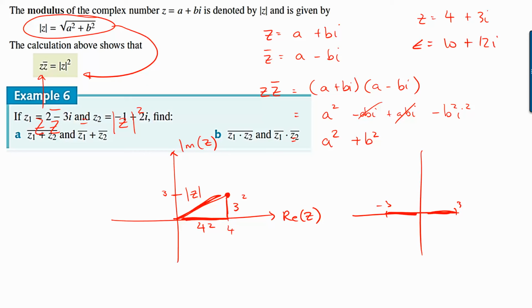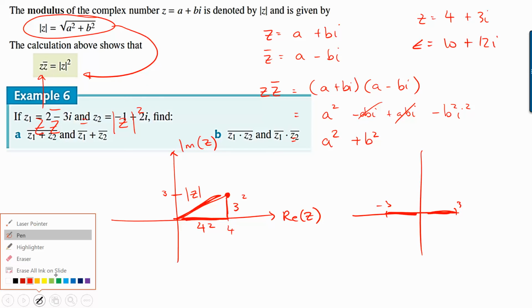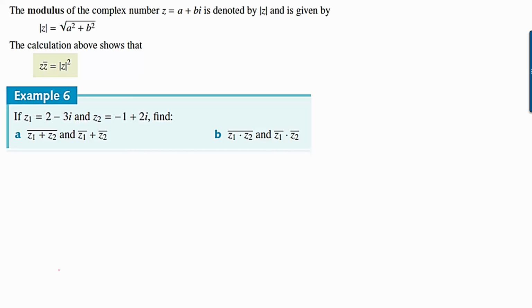So, having said all that, z times z conjugate, which we proved before was a squared plus b squared. That's what it was. And we now know that if this is mod of z, which is the distance, which is how large it is, then the square of your mod is obviously the same thing as a squared plus b squared.